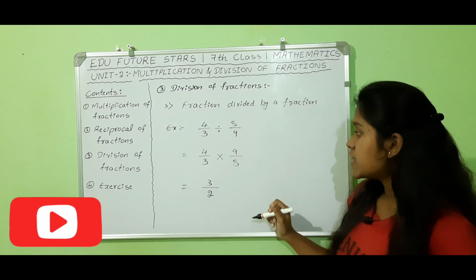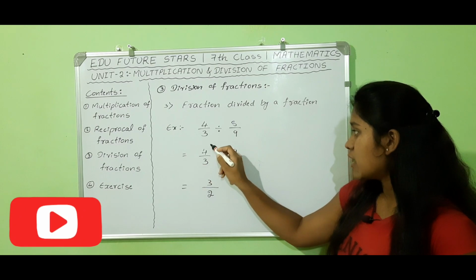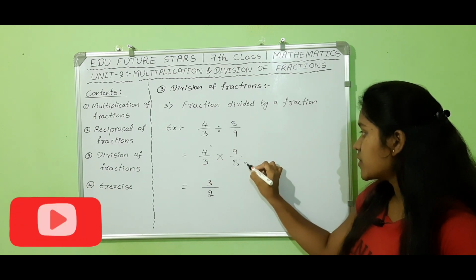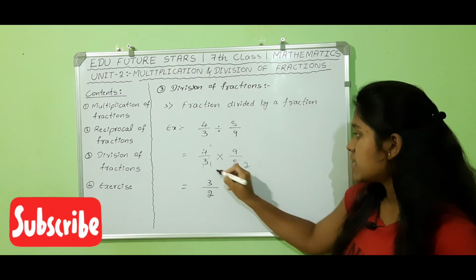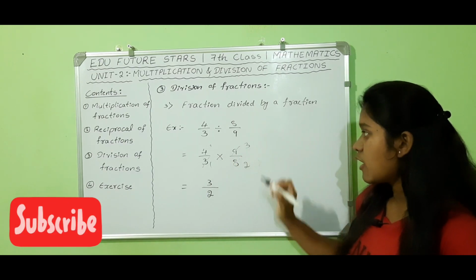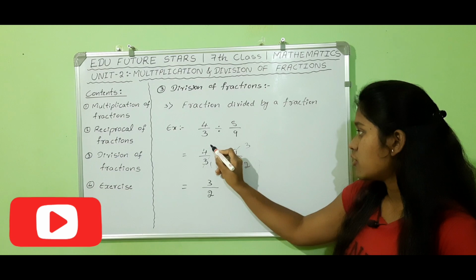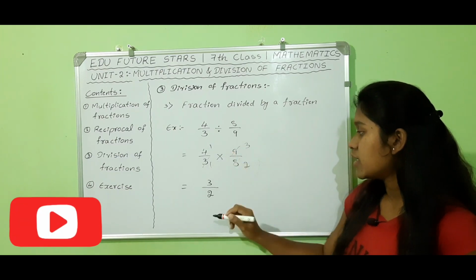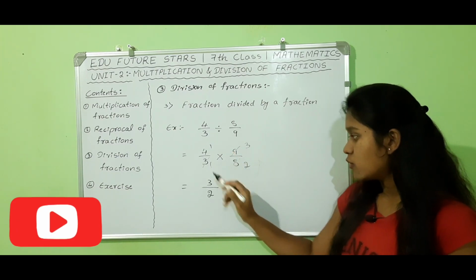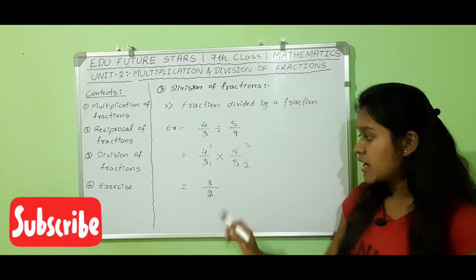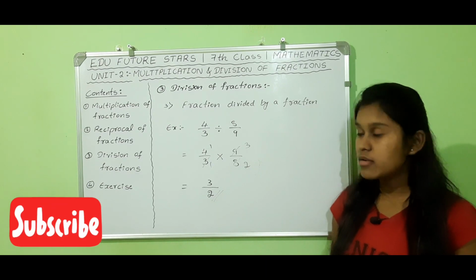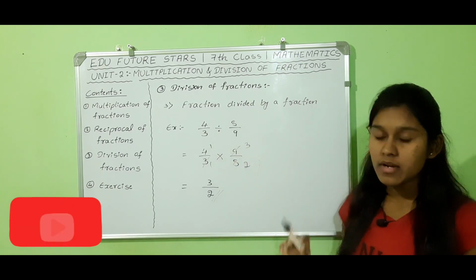Now we can cancel these two, right? 4 ones are 4 and 4 twos is how much? 8, right? So now 3 ones are 3, 3 threes are how much? 9. So here also we have 1. 3 into 1 is what? 3. 2 into 1, 2. So this is our final result. 3 by 2 is our final result. Understood? So this is fraction divided by fraction.